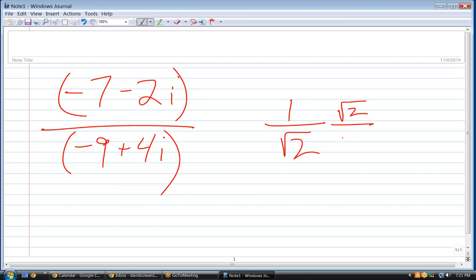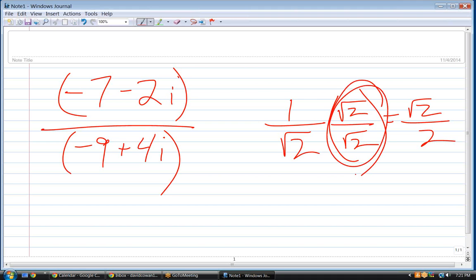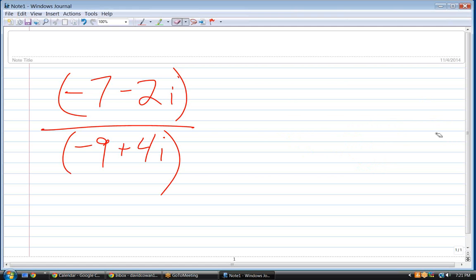So if I multiply this by square root of 2 over square root of 2, which is the number 1, I can multiply any fraction by the number 1 without changing its value. So that thing turns into that. And I didn't really divide, I rationalized the denominator. Same thing with imaginary numbers. We're not really going to divide that into that. We're going to multiply by the conjugate.